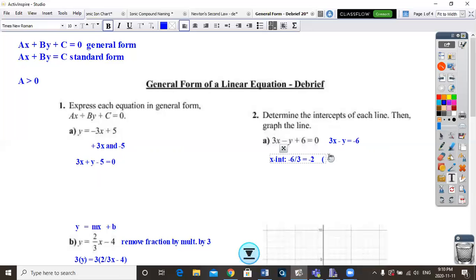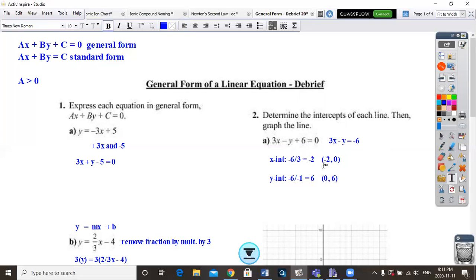So the x-intercept is going to be the coordinate -2, 0. And the y-intercept is going to be the b value, which is minus y, so -1. Whoops, my mistake. We're going to take the c value, which is -6, and divide it by the b value in front of y, which is -1, because it's -y. So -6 divided by -1 is +6. So the y-intercept is 0, 6.